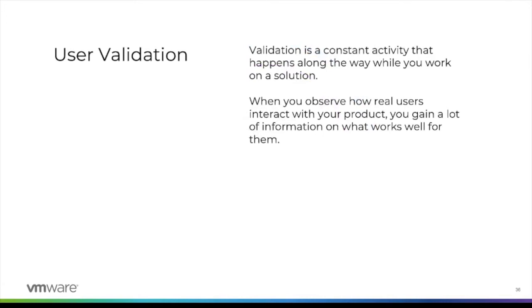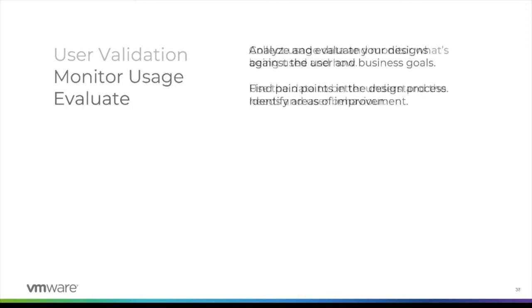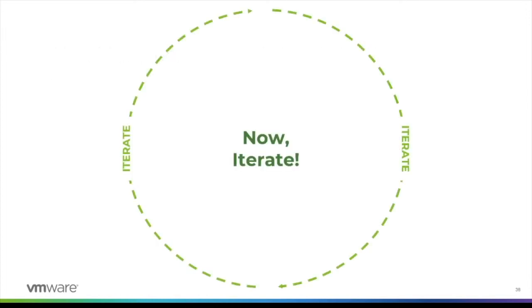Validation is a constant activity that happens along the way while we work on a solution. When we observe how real users interact with our product, we gain a lot of information on what works well for them. We want to be informed by data when we need to make decisions. Usage data confirms the feedback from the user and validates the next steps. Make sure to reflect back and gather feedback on the design process. Find pain points and identify areas of improvement, and incorporate them back in your next iteration.